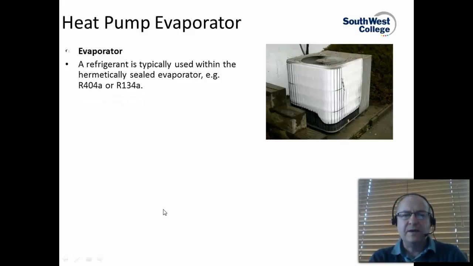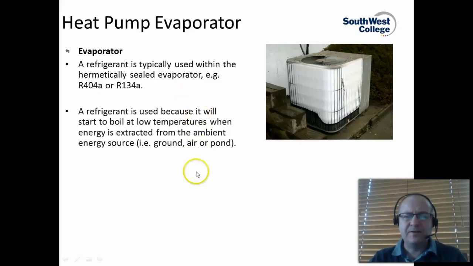So the evaporator section, typically a refrigerant is used within a hermetically sealed evaporator. So refrigerants tend to have a number that identifies them as a particular substance. So typical ones that would be used in a heat pump system would be R404A or R134A. The refrigerant is used because it starts to boil at low temperatures.